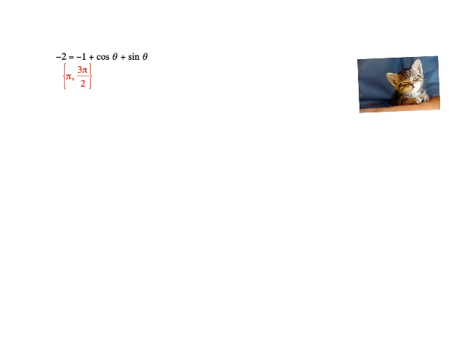Okay, we are going to start this one by adding 1 to both sides. So -2 plus 1 gives me -1 equals cosine theta plus sine theta. And at this point, you're kind of stuck. What do you want to do?